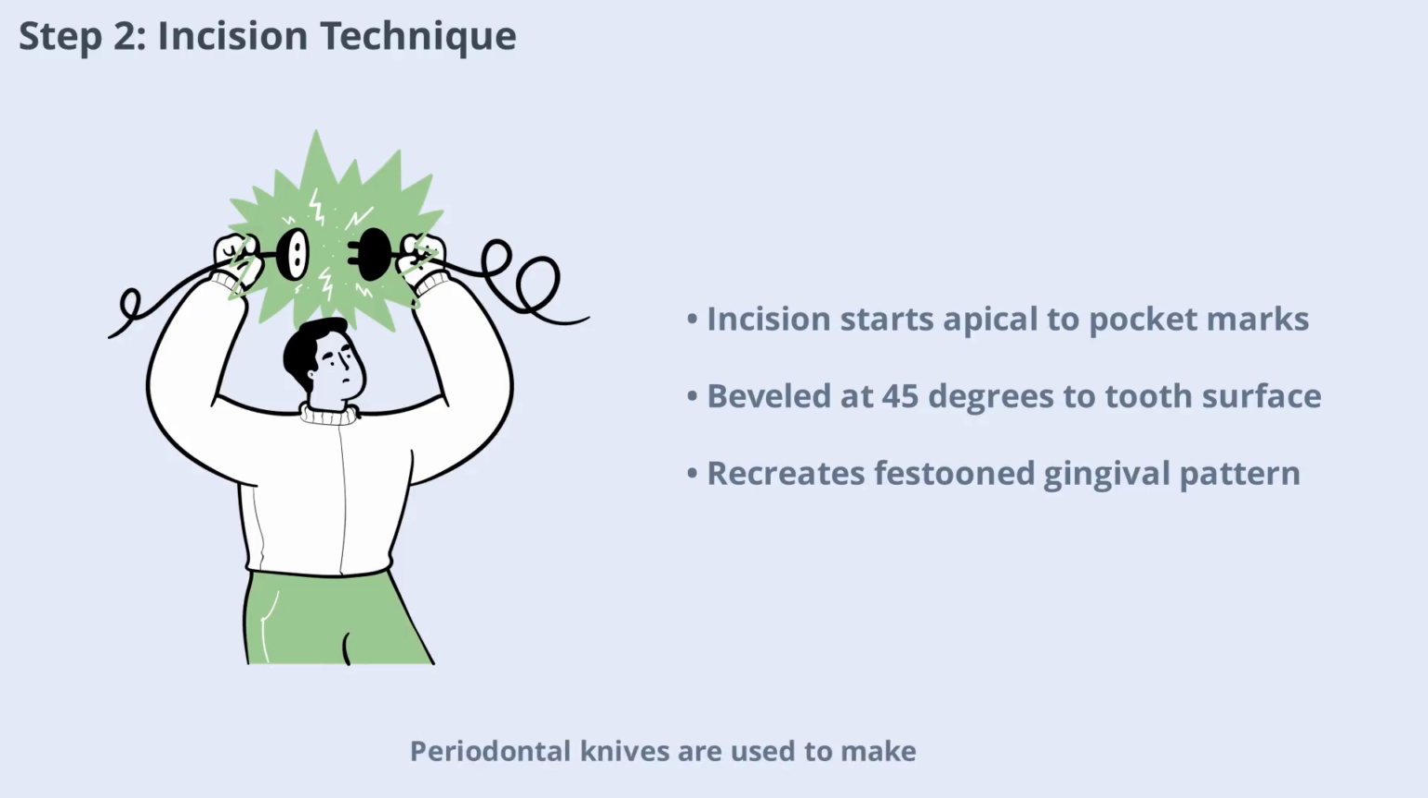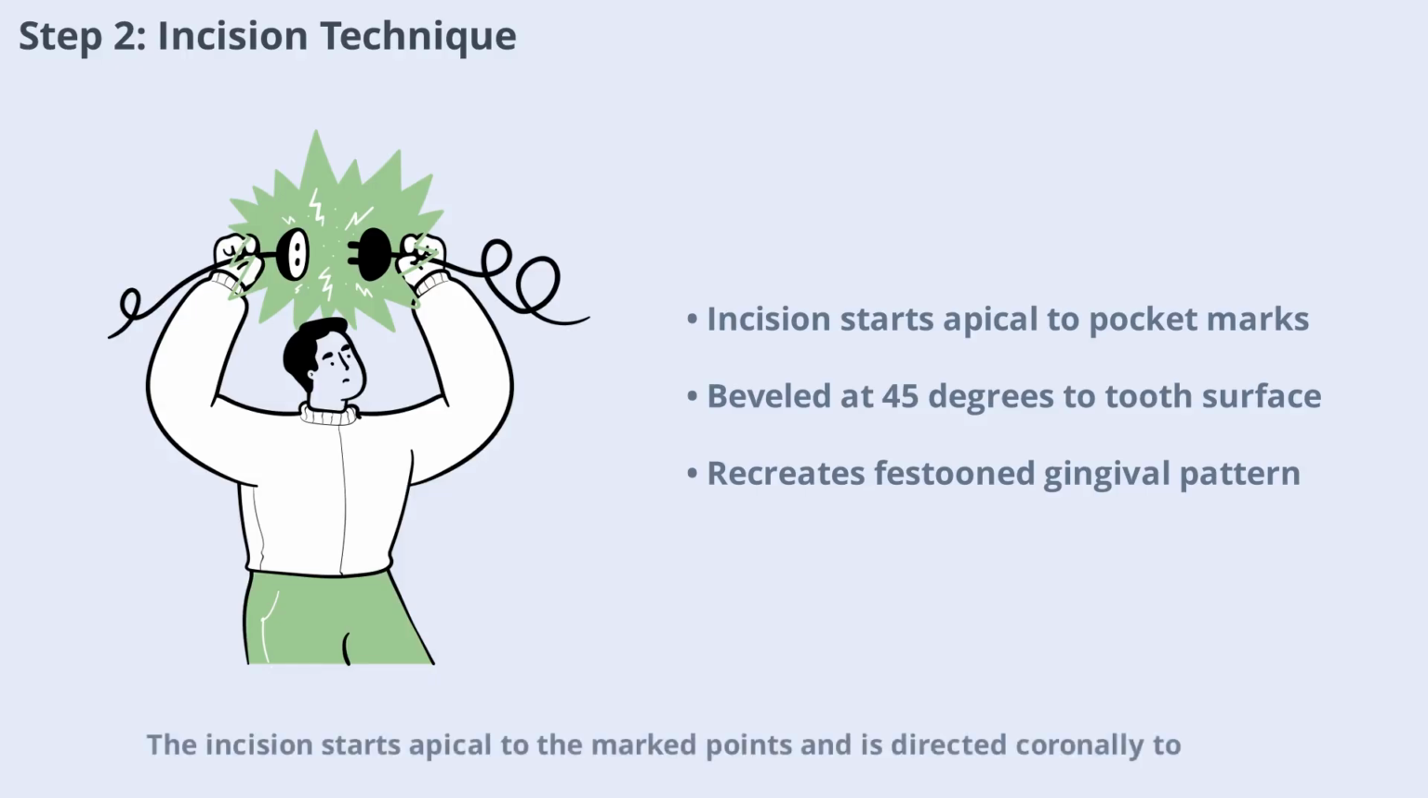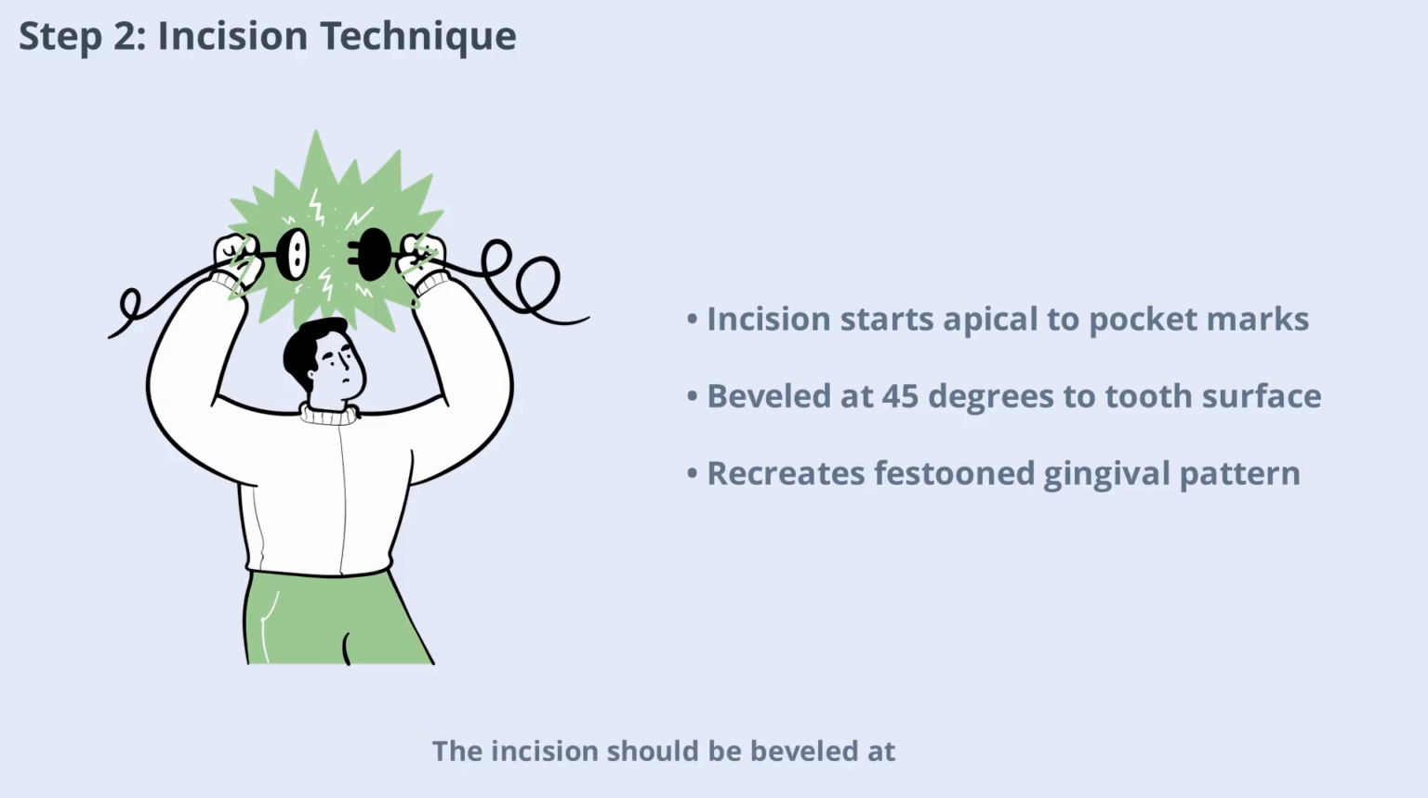Periodontal knives are used to make incisions on the facial and lingual surfaces. Auxiliary instruments like barred Parker blades and scissors assist in the process. The incision starts apical to the marked points and is directed coronally to a point between the base of the pocket and the crest of the bone. The incision should be beveled at approximately 45 degrees to the tooth surface, recreating the normal festooned pattern of the gingiva.